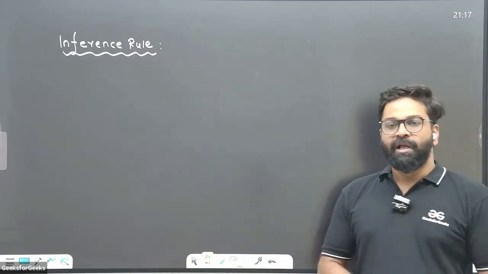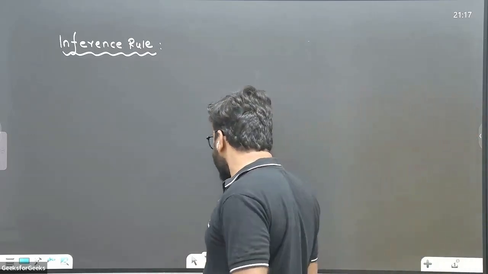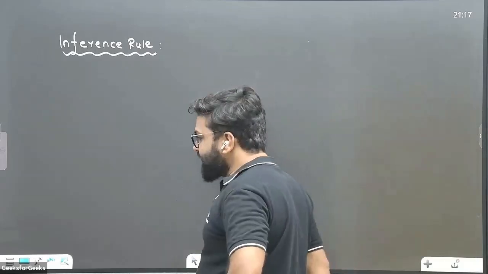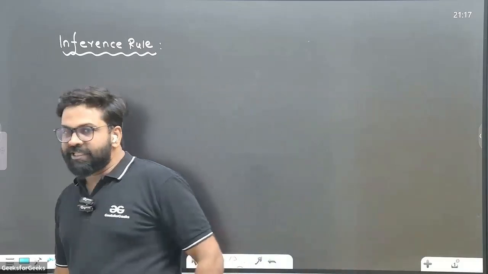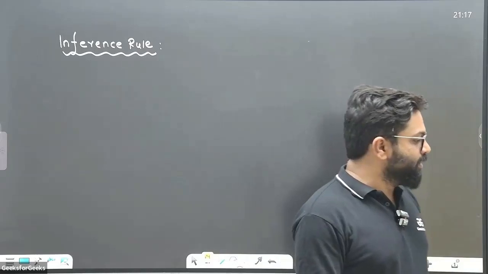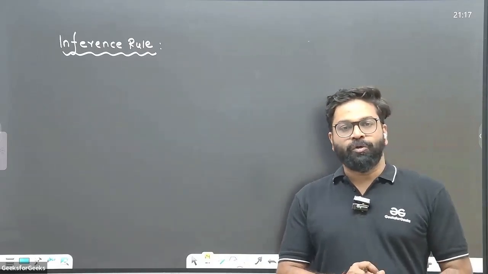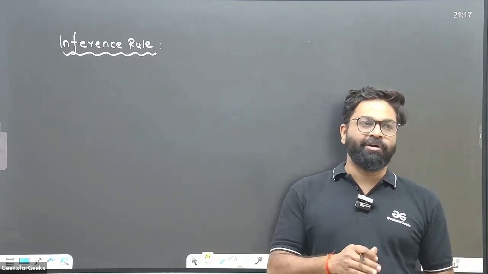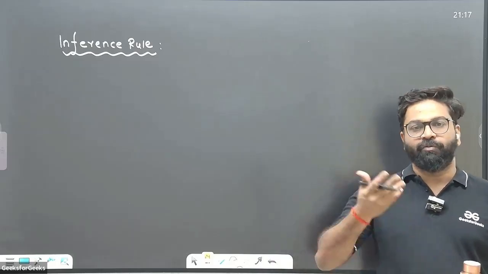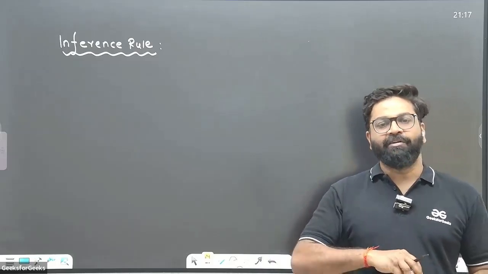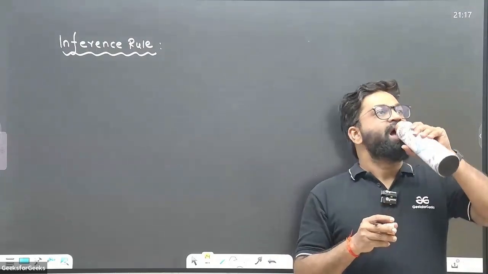So let's try to understand type 3, which is nothing but your inference rule. So what exactly is the inference rule? First I will give you the definition of the inference rule, and then I will explain it. Initially, for 15 to 20 minutes, you will not have that idea. You will be thinking, "Arey sir, what exactly is the inference rule and how are you getting it?"